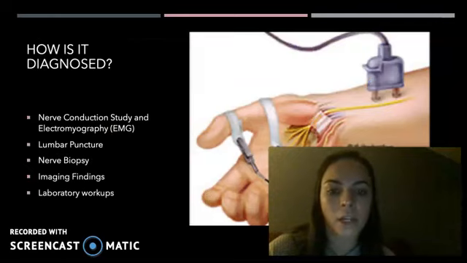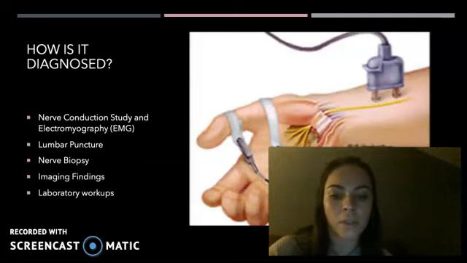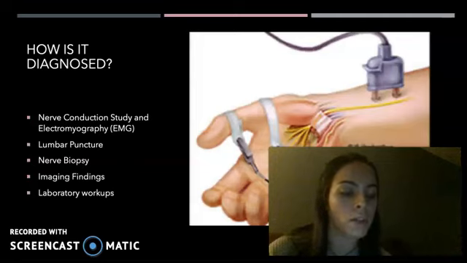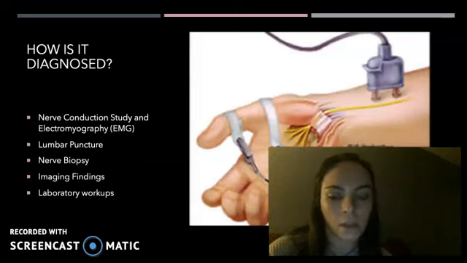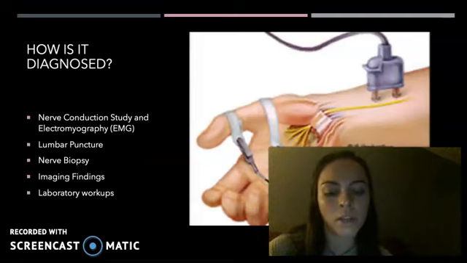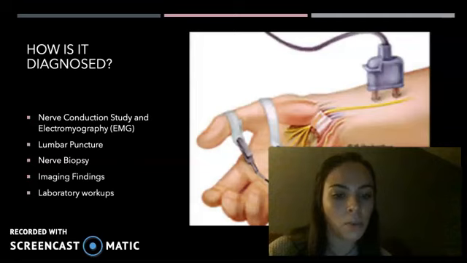CIDP can be diagnosed a few ways. Nerve conduction studies and EMGs. Electrodiagnostic studies can show conduction block, prolonged distal latencies, slowing of conduction velocities, or absent or delayed responses. Lumbar puncture. An elevation in a protein called CSF protein found in a lumbar puncture can help support the diagnosis of CIDP.